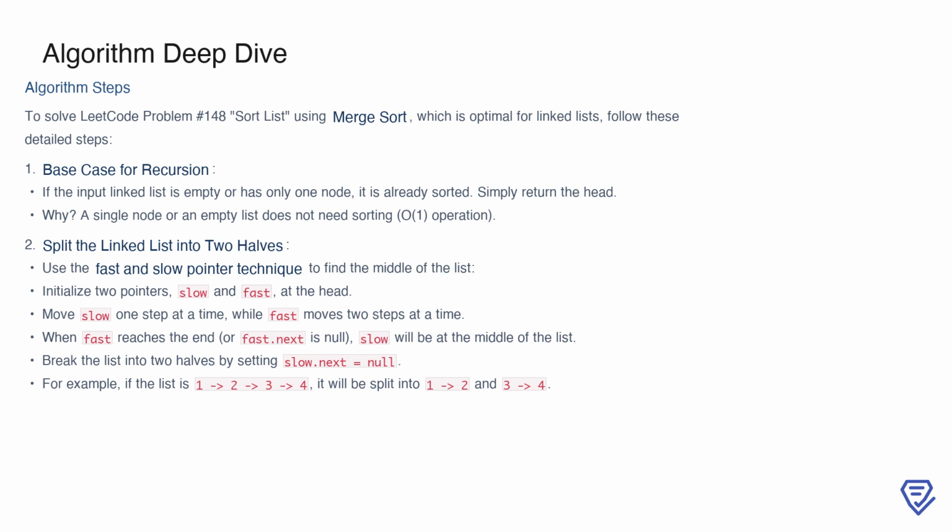Next, we split the linked list into two halves. This is achieved using the fast and slow pointer technique. By initializing both pointers at the head of the list, we move the slow pointer one step at a time while the fast pointer moves two steps. When the fast pointer reaches the end of the list, the slow pointer will be at the middle. This allows us to divide the list into two parts by breaking the link at the middle. For example, a list like 1 2 3 4 is split into 1 2 and 3 4. This division is crucial for the recursive merge sort process.